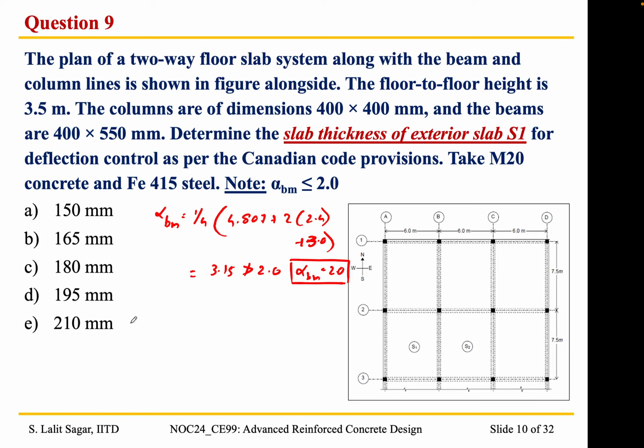As per the Canadian code, D should be greater than or equal to ln into 0.6 plus fy by 1000, divided by 30 plus 4 into beta into alpha bm. Yeah, I had taken 500, sir. Okay. That became 180, sir. Okay, yes.